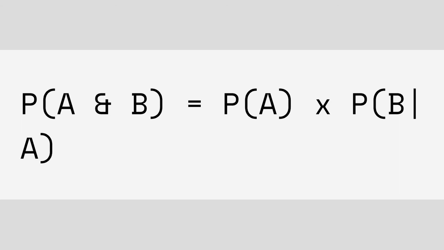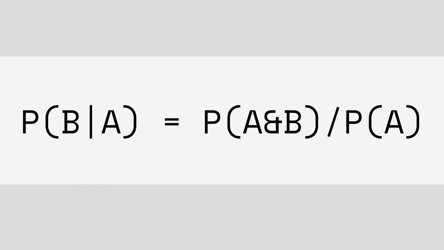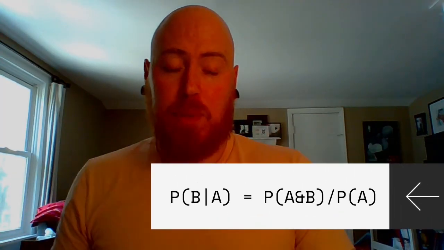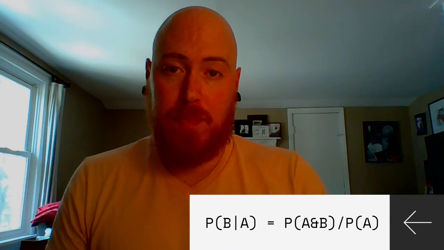Okay, now if you know the probability of A and B already, the probability of B given A will equal the probability of A and B divided by the probability of A on its own. So the conditional probability of B given A is equal to the probability of A and B divided by the probability of A. Okay, so here is an example of calculating a conditional probability.